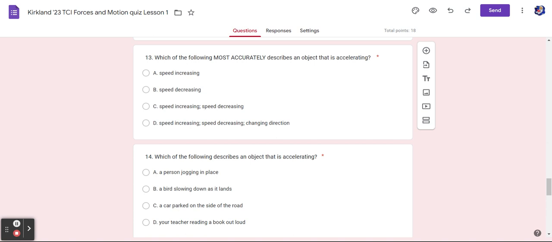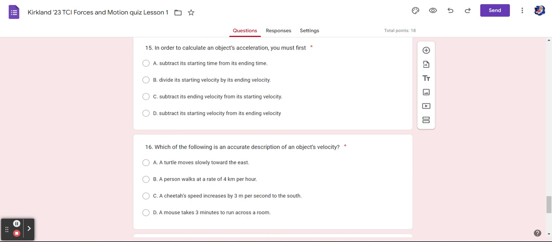Number 14. Which of the following describes an object that is accelerating? A, a person jogging in place. B, a bird slowing down as it lands. C, a car parked on the side of the road. D, your teacher reading a book out loud.